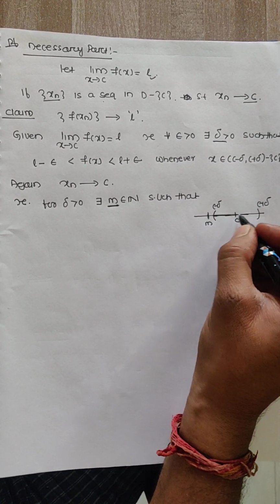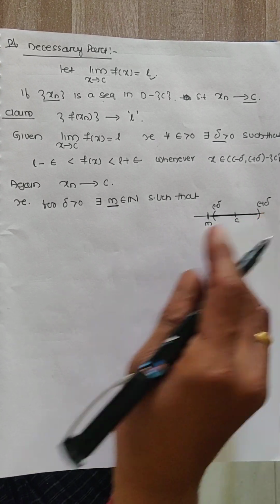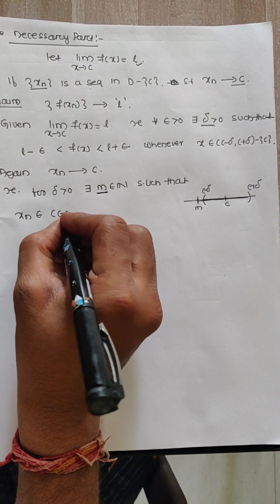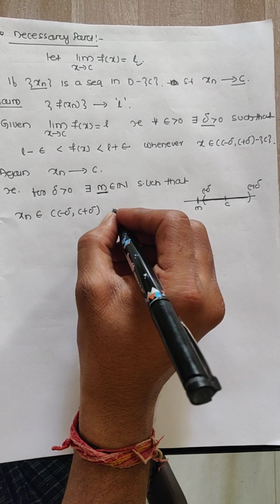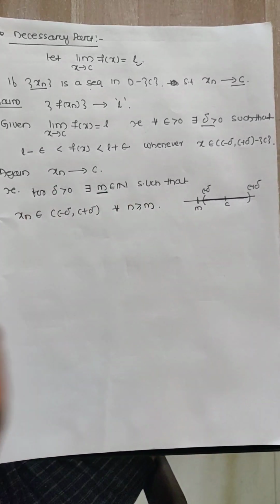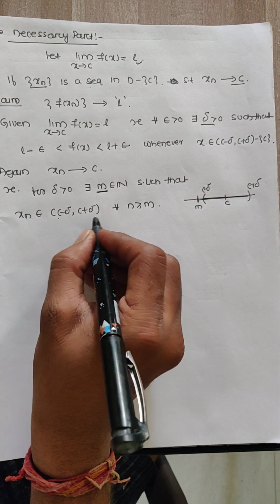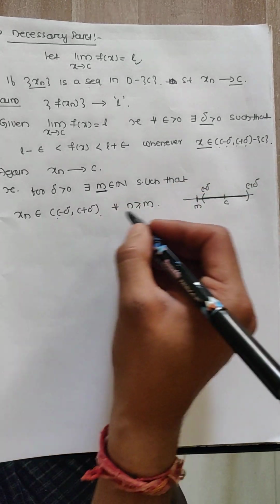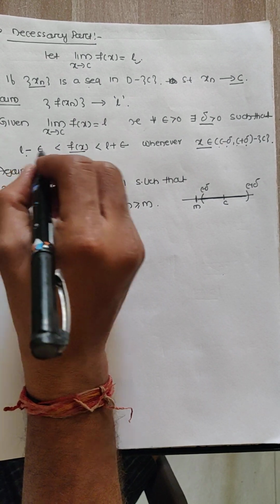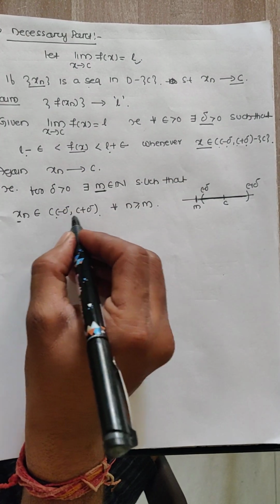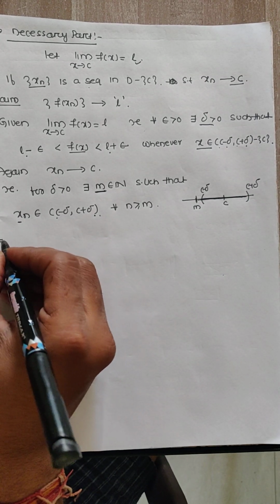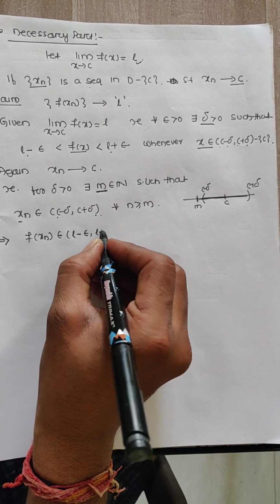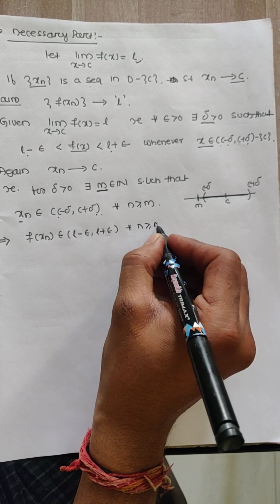After the mth term all the terms of the sequence lie in this neighborhood, such that xn belongs to C minus delta to C plus delta after the mth term. Now from this data, whenever x belongs to C minus delta to C plus delta, the image point f(x) lies in L minus epsilon to L plus epsilon. Now we have a point xn in C minus delta to C plus delta, which implies f of xn belongs to L minus epsilon to L plus epsilon after the mth step.